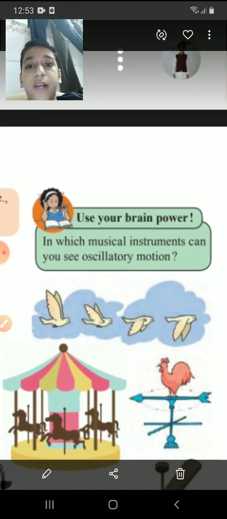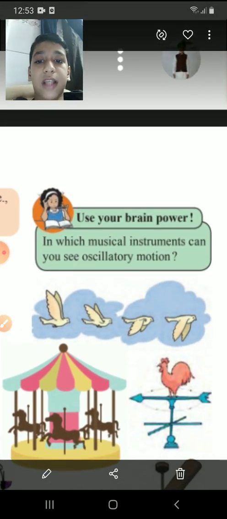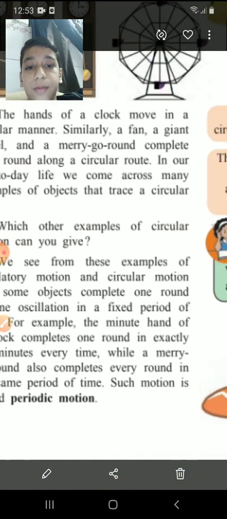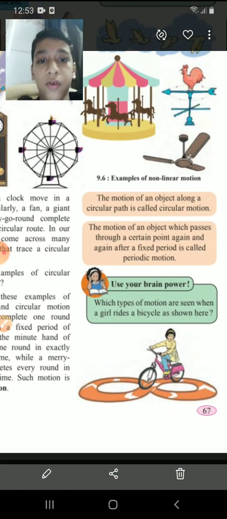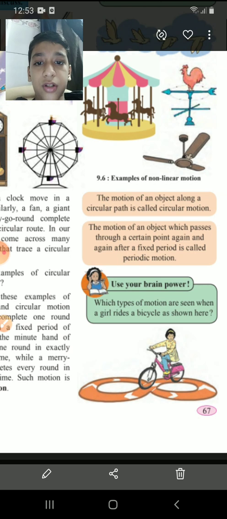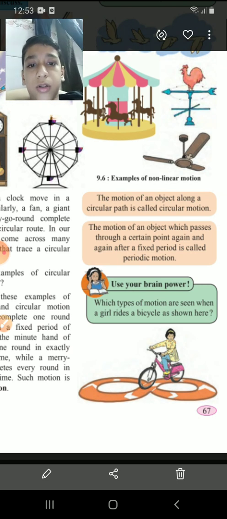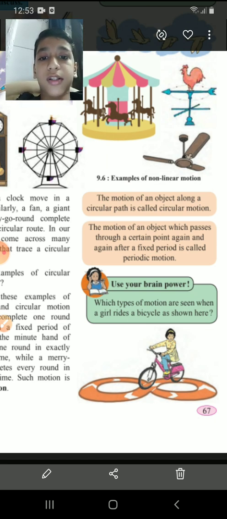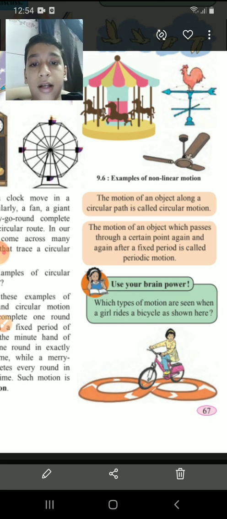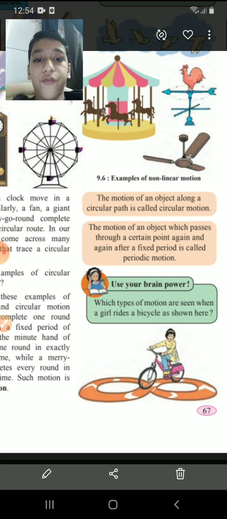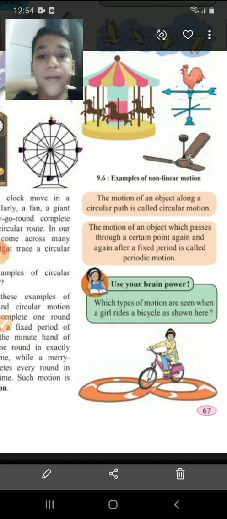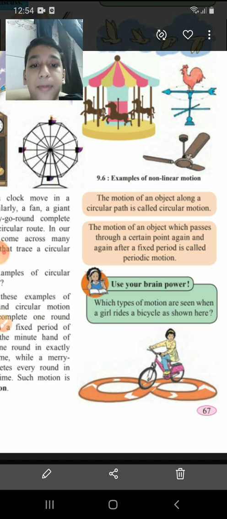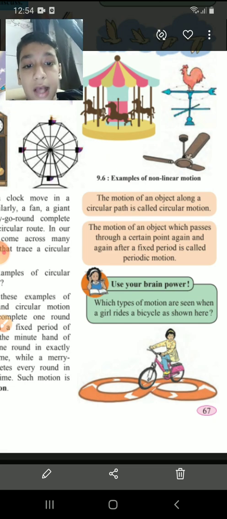Use your brain power: in which musical instruments can you see oscillatory motion? The examples of non-linear motion. The motion of an object along a circular path is called circular motion. The motion of an object which passes through a certain point again and again after a fixed period is called periodic motion. Use your brain power: which types of motion are seen when a girl rides a bicycle as shown here?